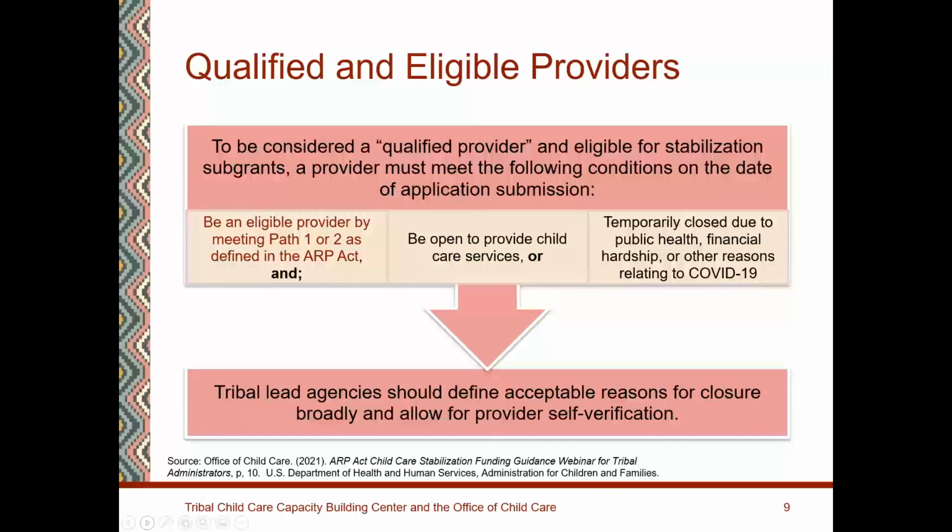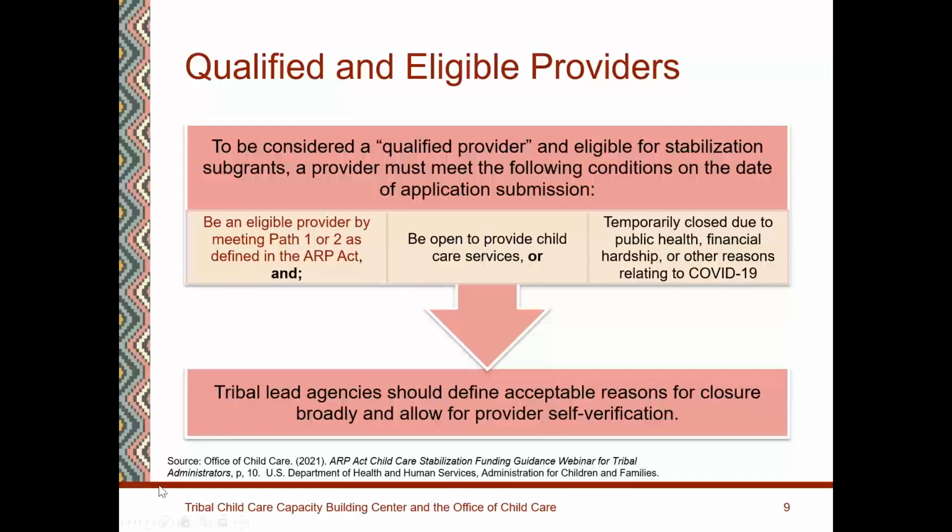Okay, we're going to continue talking about qualified and eligible providers. The ARP Act and guidance provides requirements and recommendations about which providers may be eligible to receive subgrants. And so in order to be considered as a qualified provider, the provider must meet the following conditions on the date of the application submission. So the first is that you must be an eligible provider by meeting either that Path 1 or Path 2, which is defined in the ARP Act, be open to provide childcare services, or temporarily closed due to the public health, financial hardship, or other reasons related to COVID-19. Then tribal lead agencies should define acceptable reasons for closure and have broad reasons, as well as allowing the provider to provide self-verification.